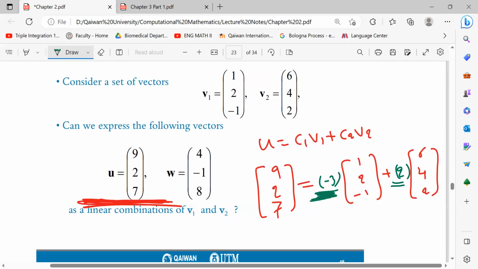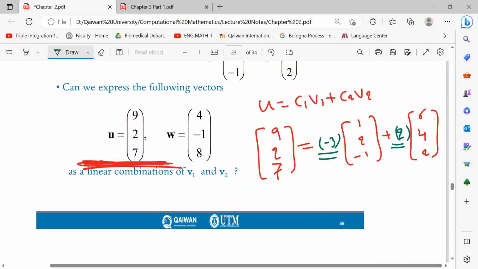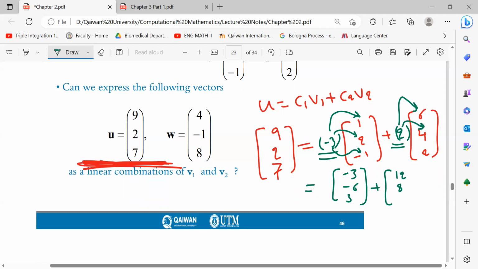Look, here if c1 is negative 3 and c2 is 2, let's check. Negative 3 times 1 is negative 3. Negative 3 times 2 is negative 6. Negative 3 times negative 1 is 3. Plus, for this one, 2 times 6 is 12. 2 times 4 is 8. 2 times 2 is 4. Find the sum of these two vectors. You must get U, and then you can say U is the linear combination of V1 and V2.